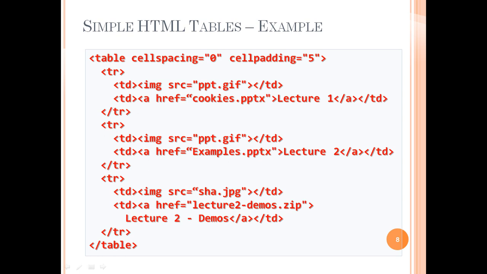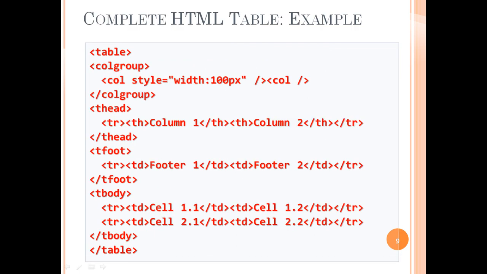So this is an example for table creation. The table tag is used to create the table, tr is used for rows, and td is for table cells in the table. So this is the complete HTML table example.